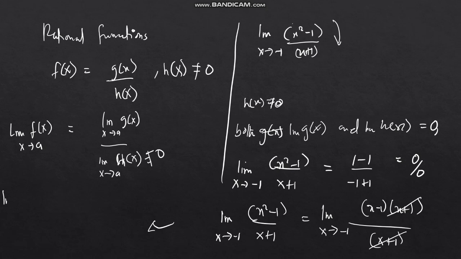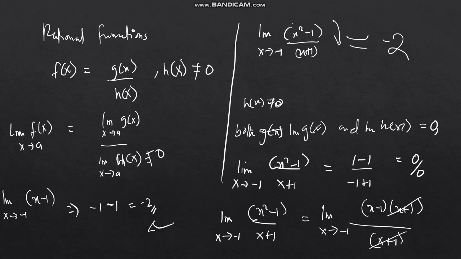Now we have the limit as x approaches negative 1 of x minus 1, and this you can now solve simply by substituting. So negative 1 minus 1 gives us negative 2. The answer to this question is negative 2. But when you do a direct substitution, you get undefined values. So you need to be very careful.